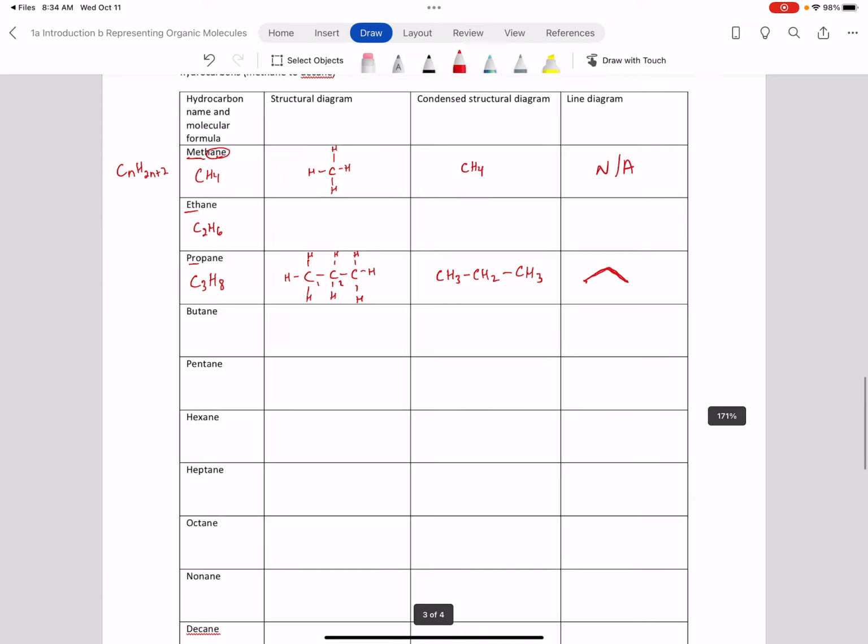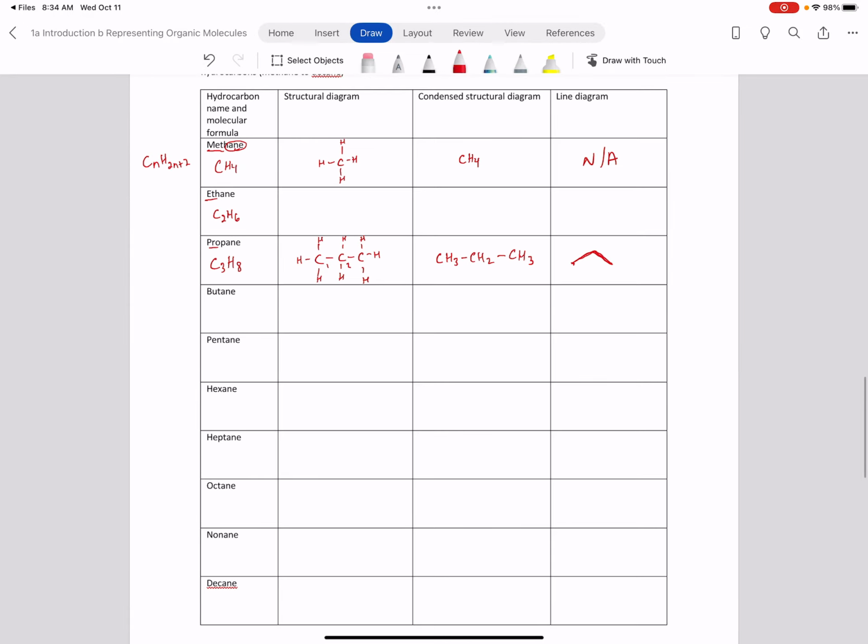So for some more practice, consider filling in the rest of this chart, and you'll be able to see the first 10 basic hydrocarbons, and hopefully that helps clear up the different types of diagrams that we use.